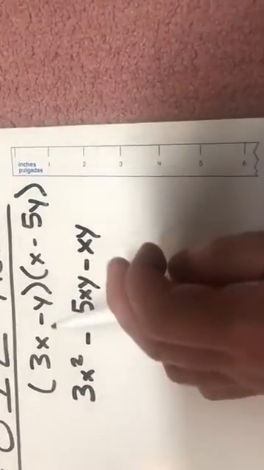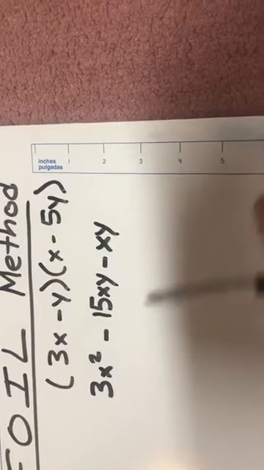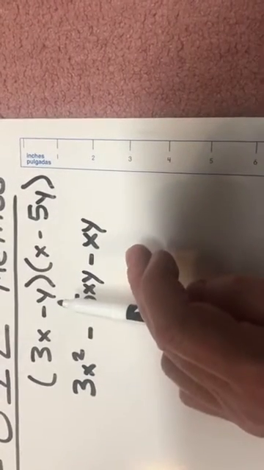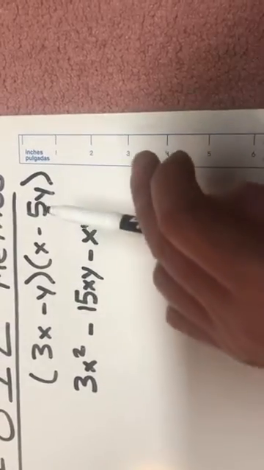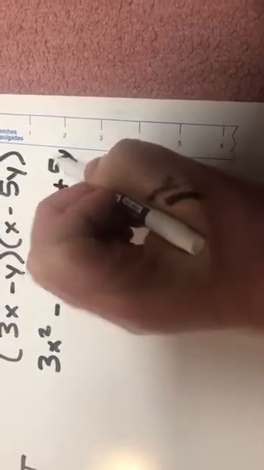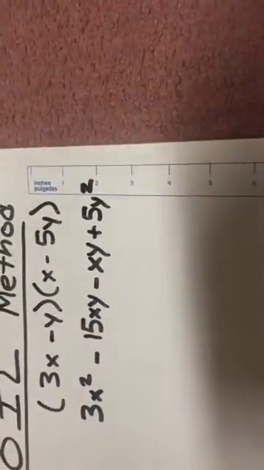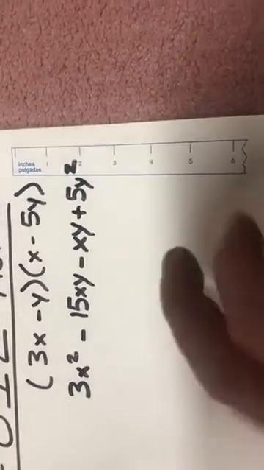Then the L is for last, the two last numbers in each, negative y times a negative 5y. And since that's a y with no number in front of the variable, we know that's 1. So that's like a negative 1 times a negative 5, which is going to be plus 5y to the power of 2. Now I look at my longer problem here.